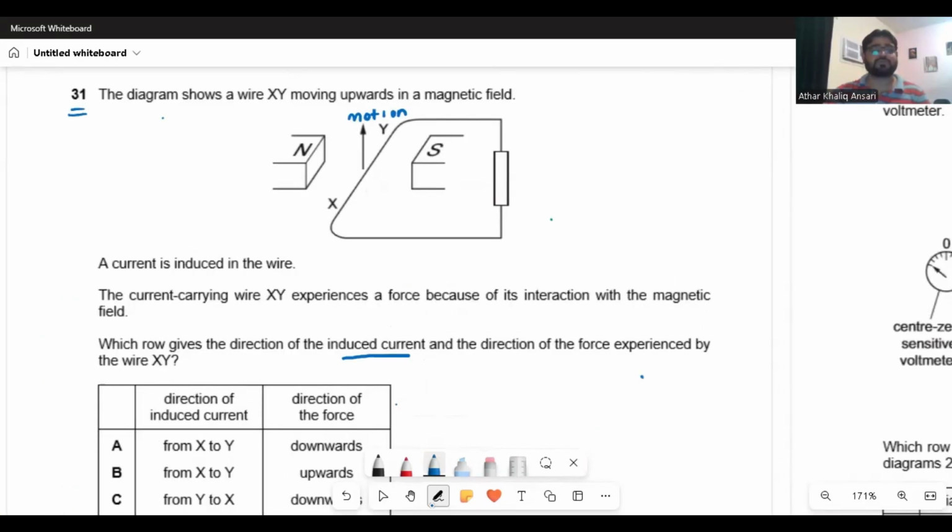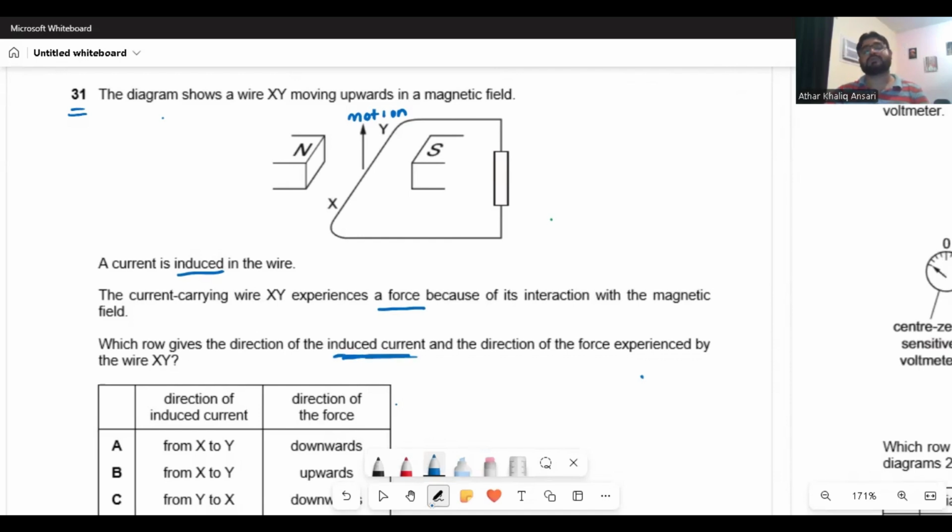The diagram shows wire XY moving upward in the magnetic field. We can say motion is upward. A current is induced in the wire. The current carrying wire XY experiences a force because of the interaction with the magnetic field. Which row shows the direction of the induced current?